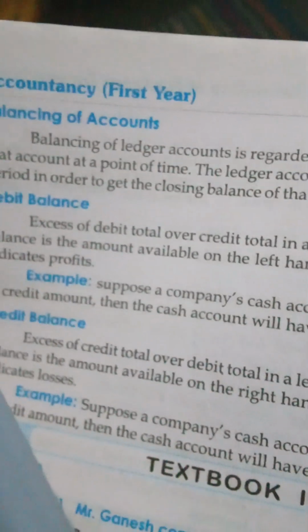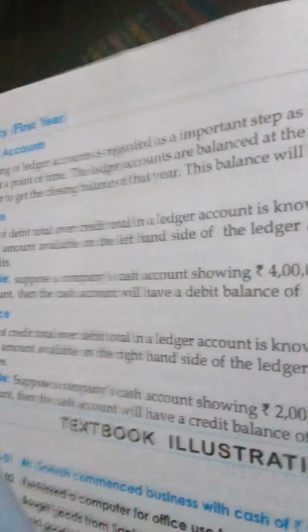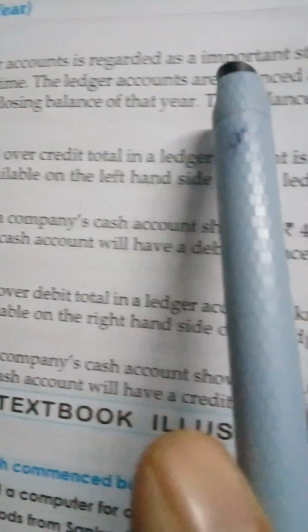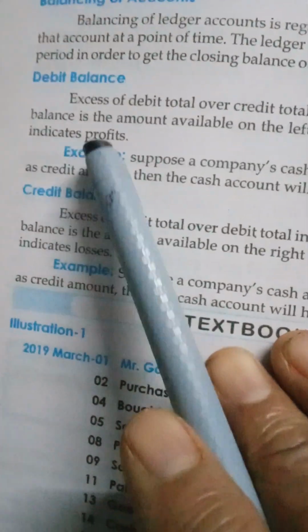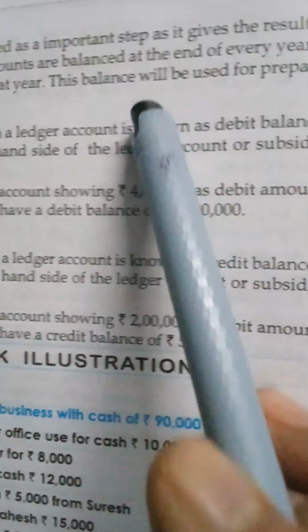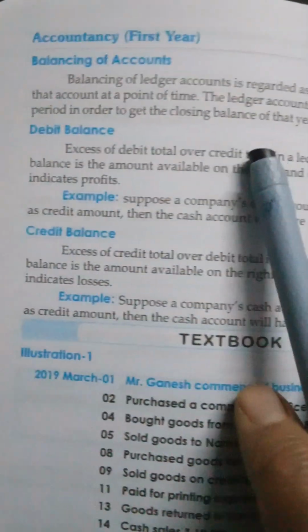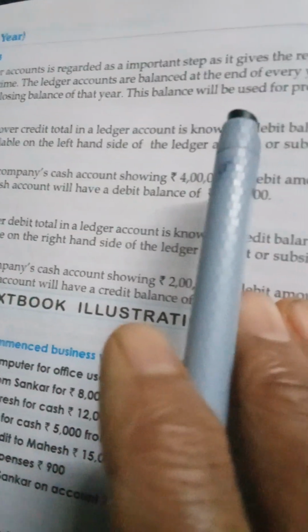Next one, balancing of ledger accounts. Balancing of ledger accounts is regarded as an important step as it gives the result, profit or loss, of that account at a point of time. The ledger accounts are balanced at the end of every year or at a particular period in order to get the closing balance of that year. This balance will be used for preparing the trial balance.